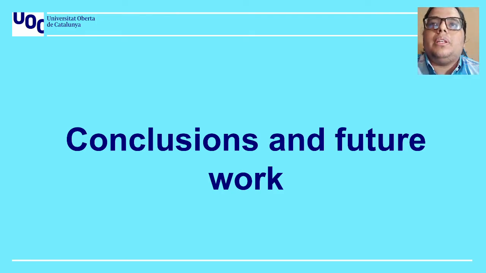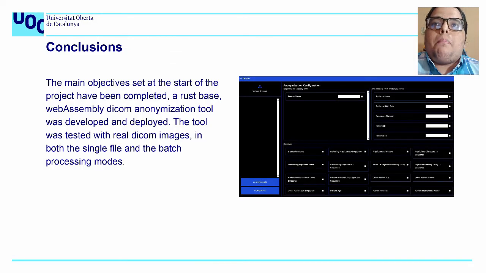Conclusions and future work. Well, the main objectives set at the start of the project have been completed. A Rust-based WebAssembly DICOM anonymization tool was developed and deployed. The tool was tested with real DICOM images in both the single file and the batch processing modes. So the first step was to compile the DICOM-rs to WebAssembly. This step was the most difficult and at the same time the one that provides the most value, since it allows the project to use code originally developed to run on a desktop environment.